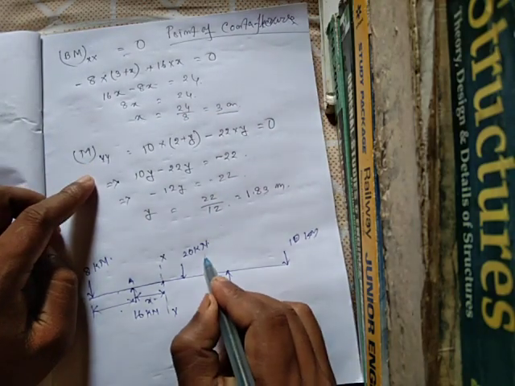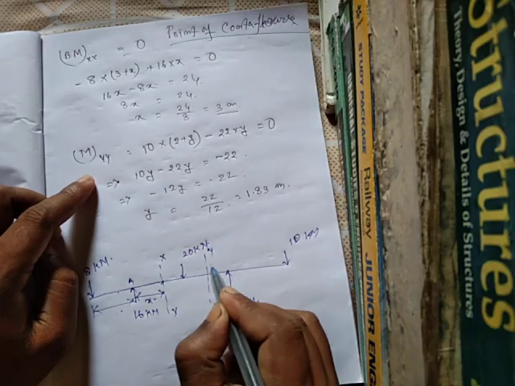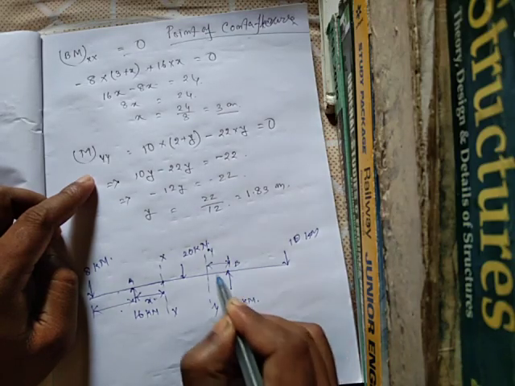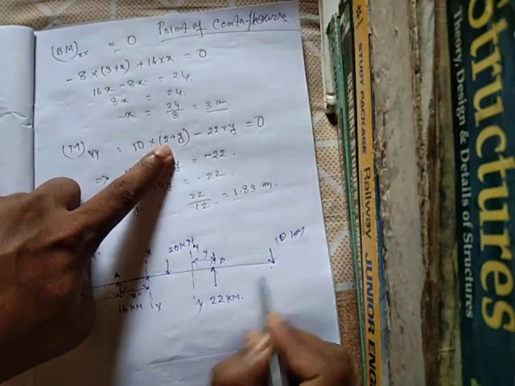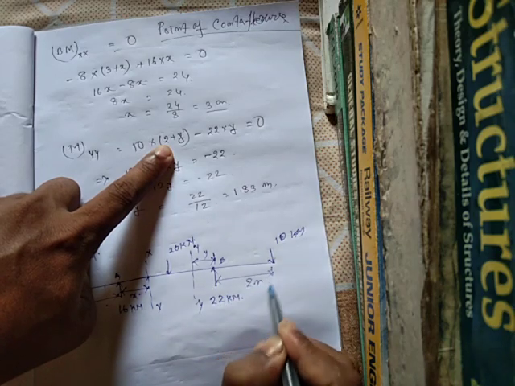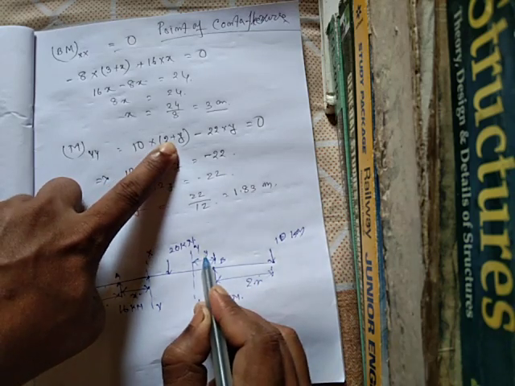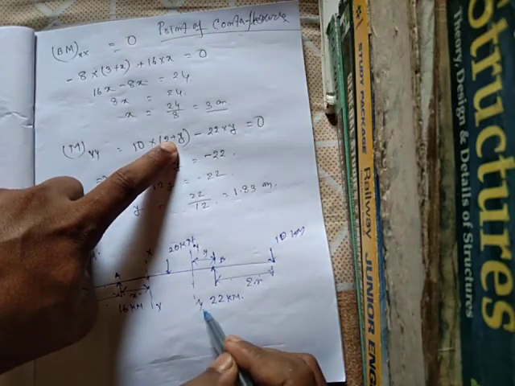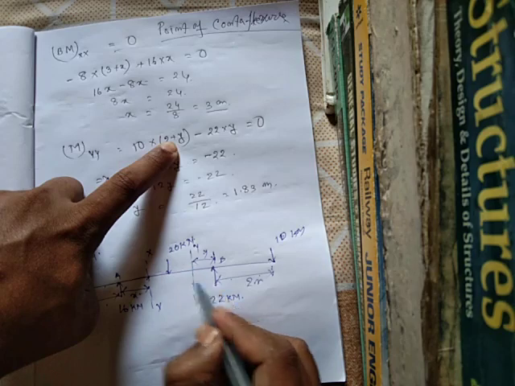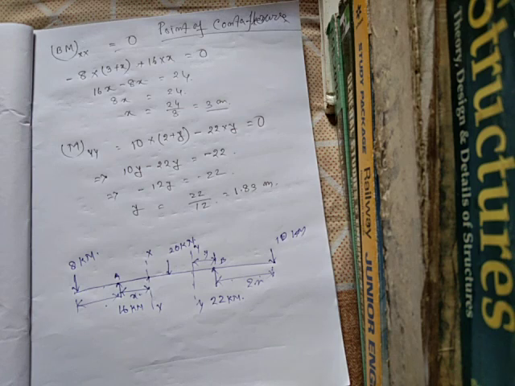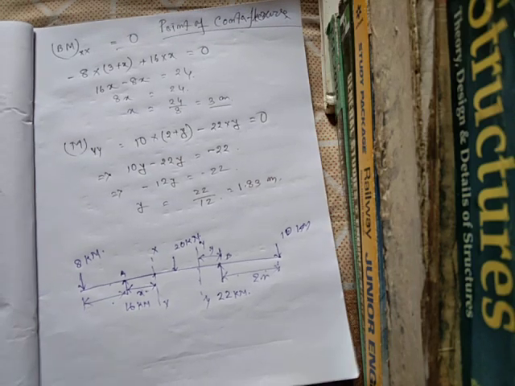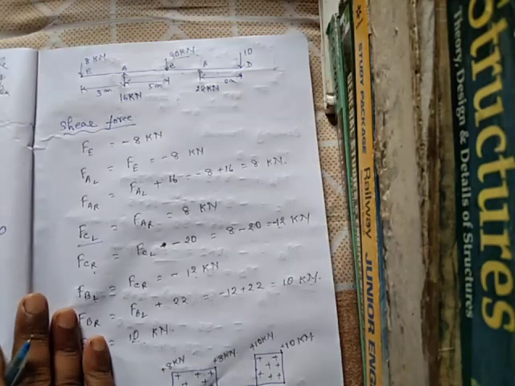Now choose a section YY at distance y from point B. By the 10 kilonewton load, the moment is 10 into (2 plus y), and by the reaction force, the anti-clockwise moment is negative, 22 into perpendicular distance y, and we found that y equals 1.8 meter. This is the point of contraflexure. I hope you understand. There's no problem at all. Thank you.